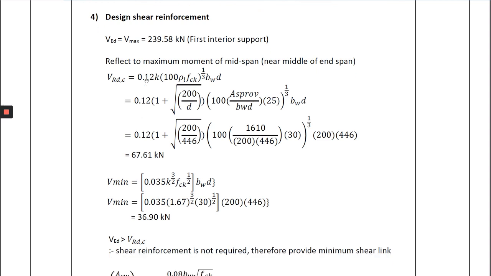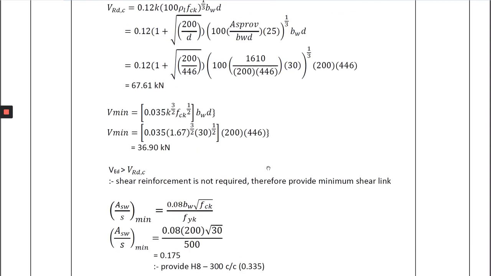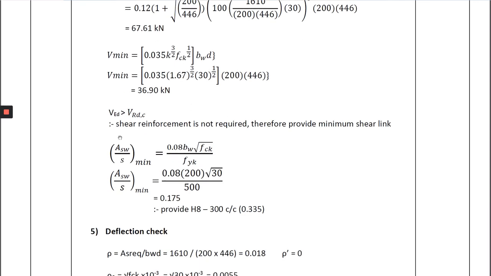So in my case here, VEd is more than VRd,c, so shear reinforcement is not required, therefore provide minimum shear link. As usual, you have to check this k and also rho 1 value. The k value should be less than 2, rho value should be less than 0.02. You use this minimum formula for shear link, then I'll get 0.175. Therefore, the answer here is H8-300 center to center.